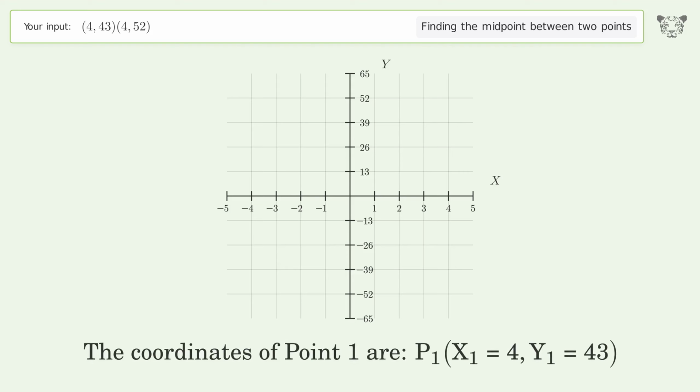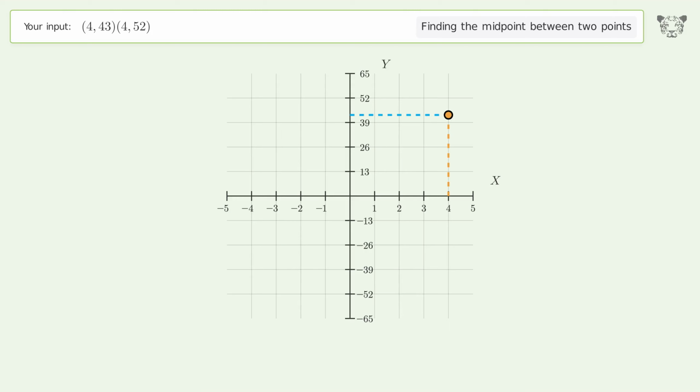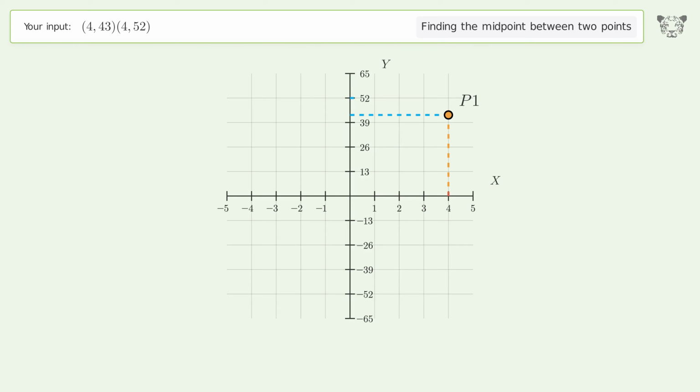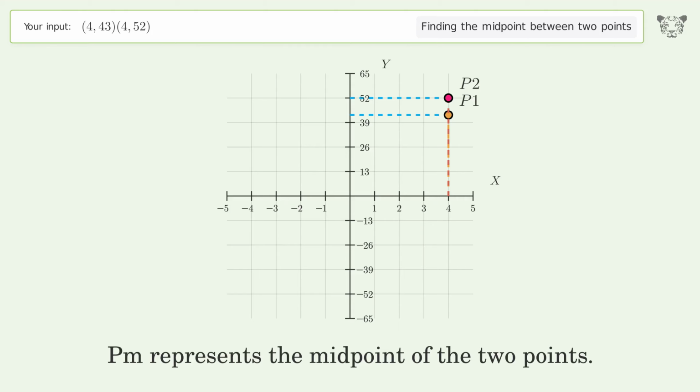The coordinates of point 1 are, x1 equals 4, y1 equals 43. The coordinates of point 2 are, x2 equals 4, y2 equals 52. PM represents the midpoint of the 2 points.